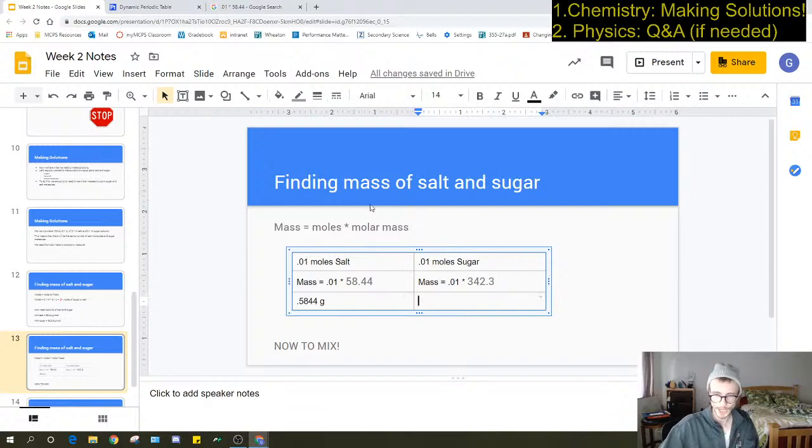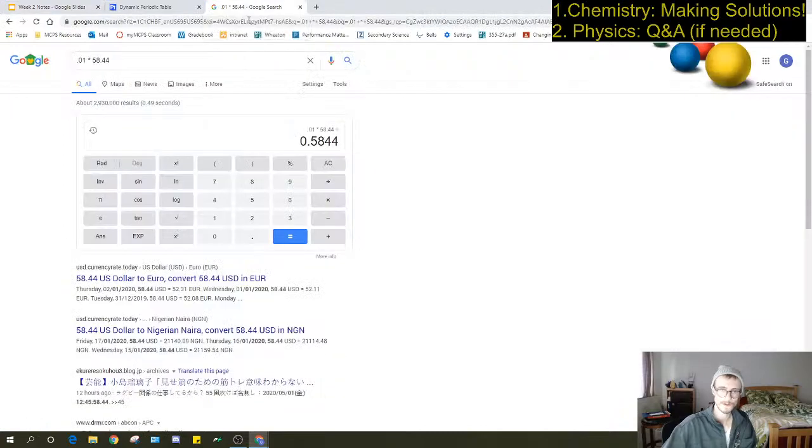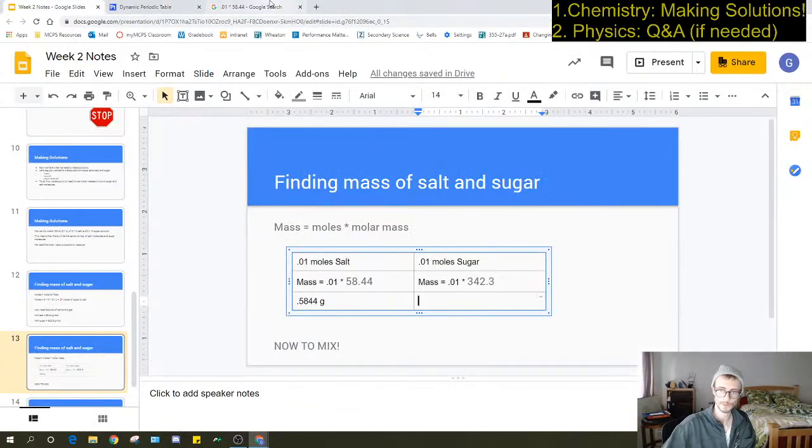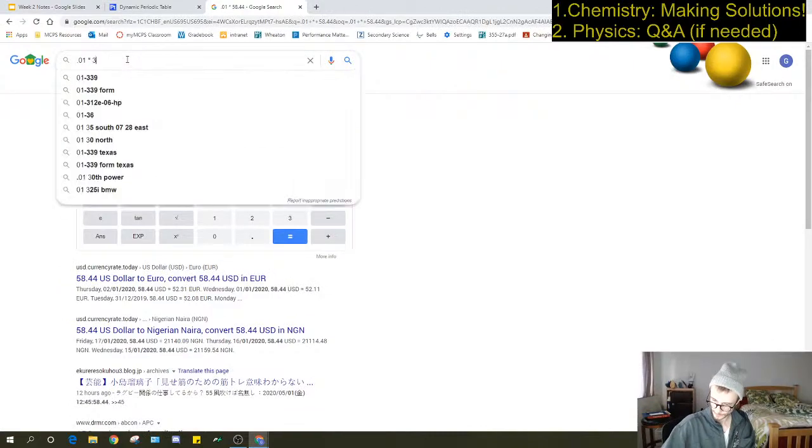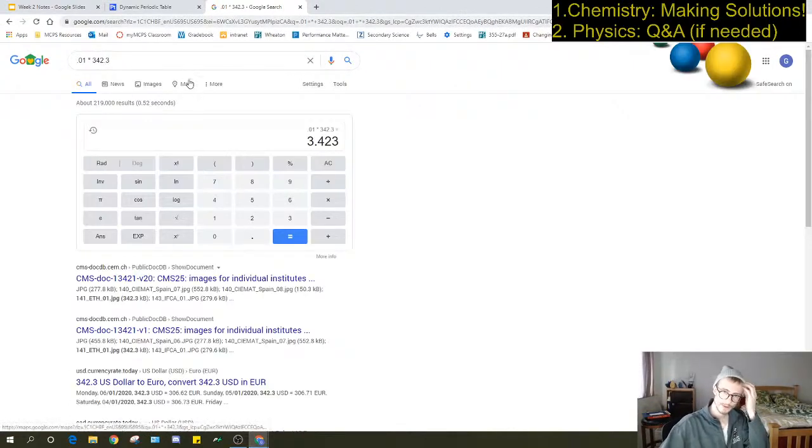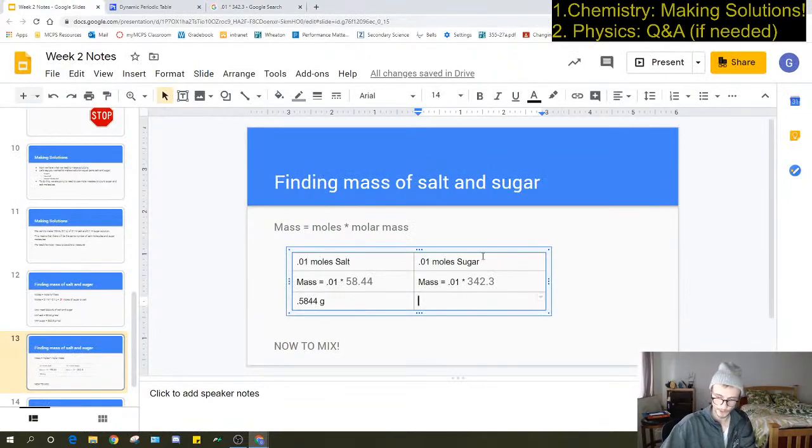Well, it'll be okay. However, for sugar, it's going to be a little bit bigger. So then this will be 0.01 times, whatever it is, 342.3. 3.42, of course. So you could also do that just by moving the decimal place. 3.423 grams. So beautiful. So we got our two numbers. So now to go ahead and do the mixing. So I need this many grams of salt, and this many grams of sugar.